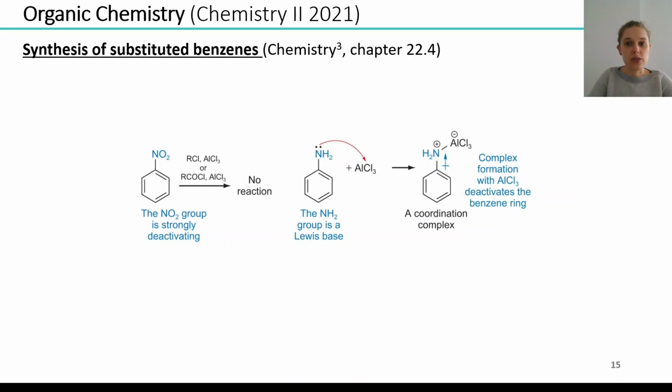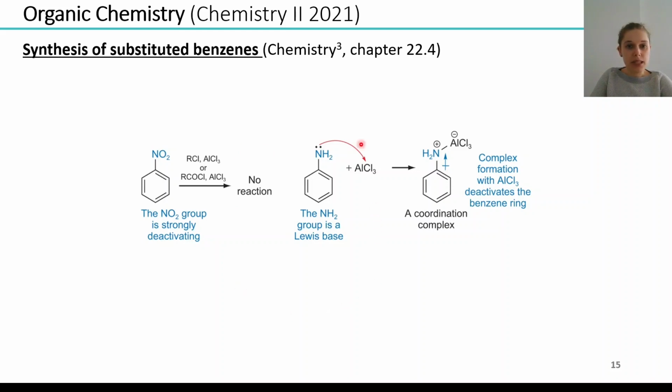Another example is shown here. Interestingly, neither nitrobenzene nor phenylamine react in Friedel-Crafts reactions. And the reasons that these two molecules do not react in Friedel-Crafts reactions are different. The nitro group is a strong deactivating group. Therefore, the ring is too unreactive to react with a coordination complex, and therefore we cannot observe a Friedel-Crafts reaction.